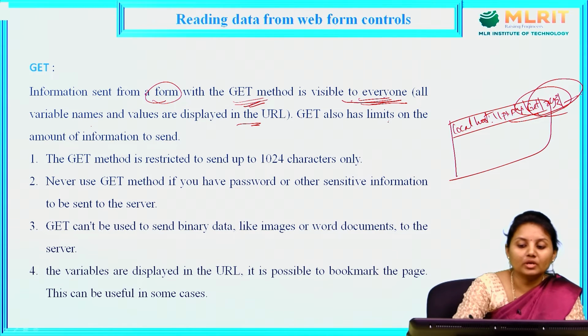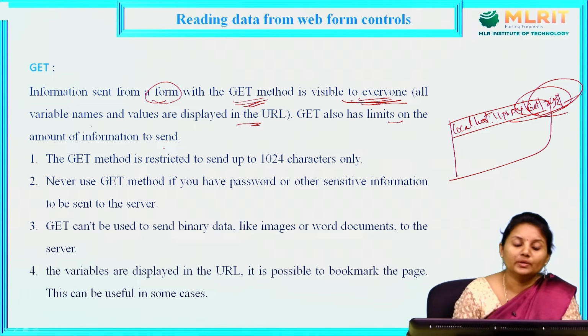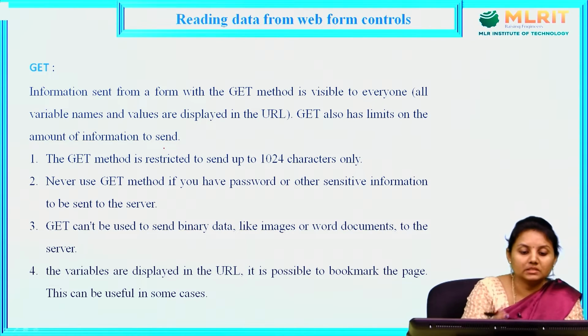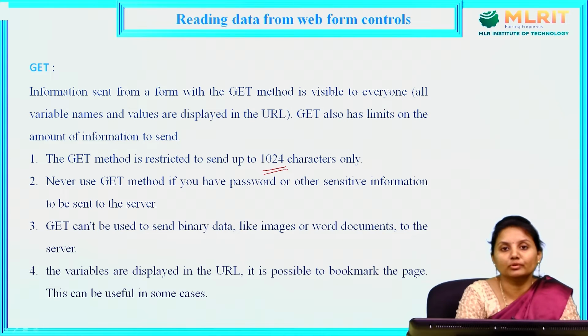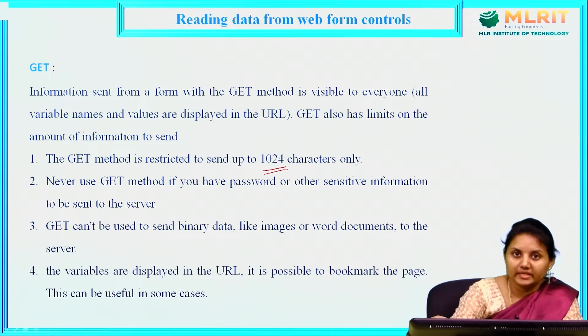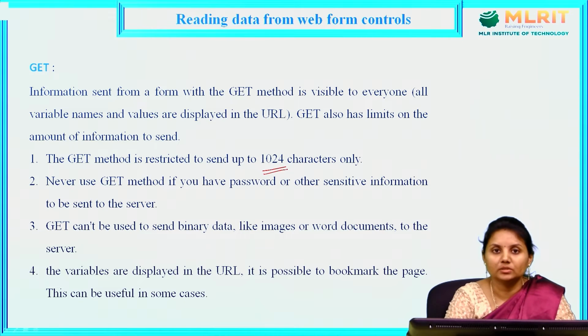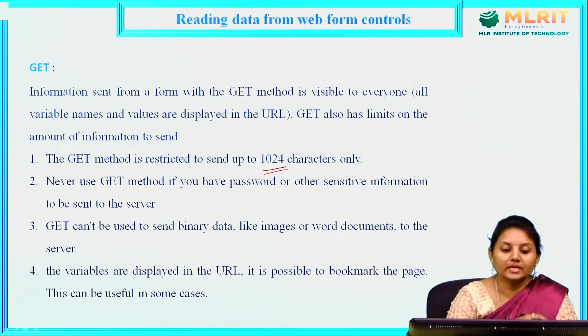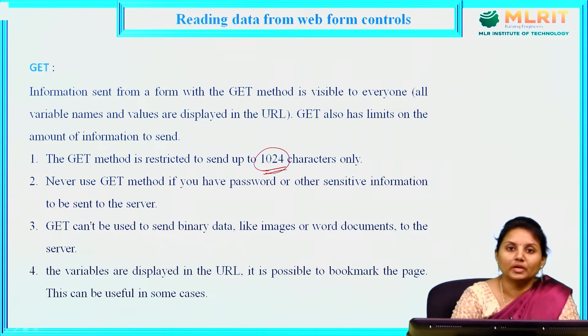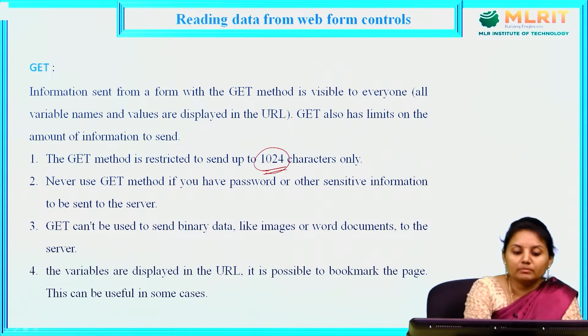So get also has limits on the amount of information to send. What you can send using the get method is restricted up to 1024 characters only. That means whatever data you are sending, whether it is username or password, or the form which you are sending, it can be sent up to 1024 characters only. So never use a get method if you have a password or other sensitive information that should be sent to the server.